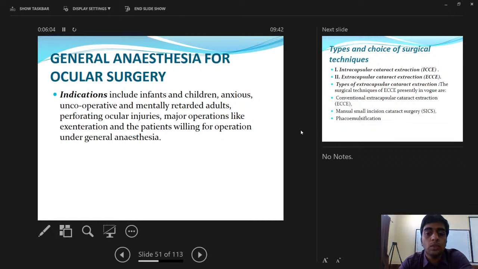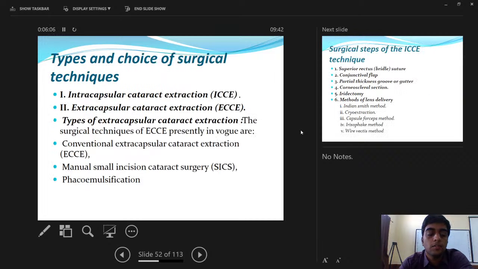So basically, as I've said, there are two types of cataract surgeries. The first one is intracapsular cataract extraction, and the second one is extracapsular cataract extraction. In the types of extracapsular cataract extraction, we have again three types. One is the conventional ECCE, the second one is small incision cataract surgery, and the third one is phacoemulsification. The advantage of ECCE over ICCE is that ECCE always has the advantage of putting an intraocular lens into the patient's eye, whereas ICCE doesn't have that. ICCE is an old technique which is now not being done by anyone.